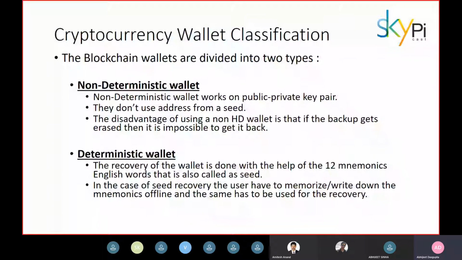So these 12 mnemonic words are used to generate a seed, and all the addresses are generated using the seed. So if you have these 12 words, even if you lose the backup of your wallet, you can use these 12 mnemonics to get back your addresses and the coins that you had in your cryptocurrency wallet. So this is something awesome.